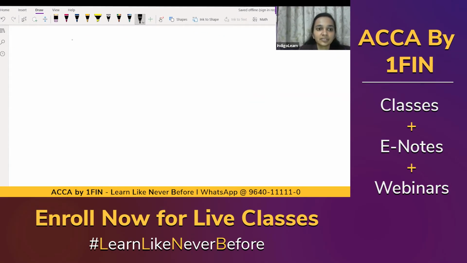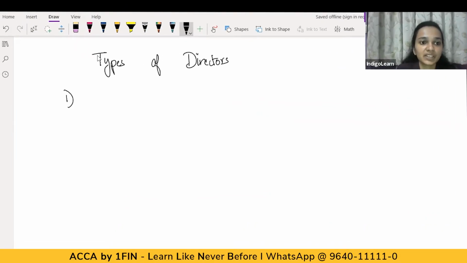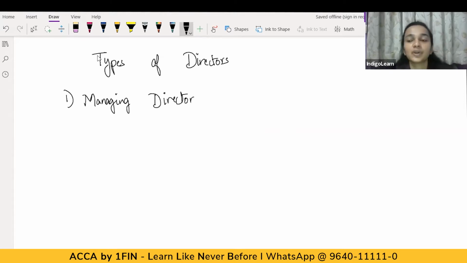Let's now talk about the different types of directors. The first one here is a managing director. A managing director is basically the director of the company who takes care of the management of the day-to-day activities, the day-to-day affairs of the company. So he's the person who's taking care of the overall day-to-day management of the company. That type of director is called a managing director.